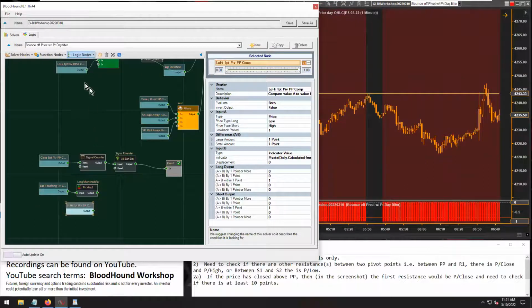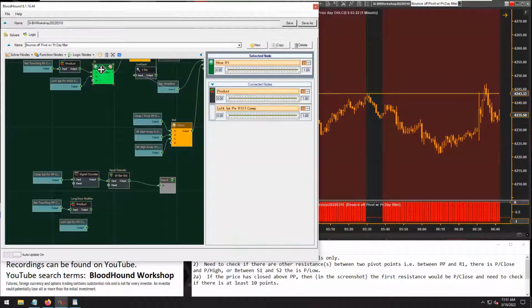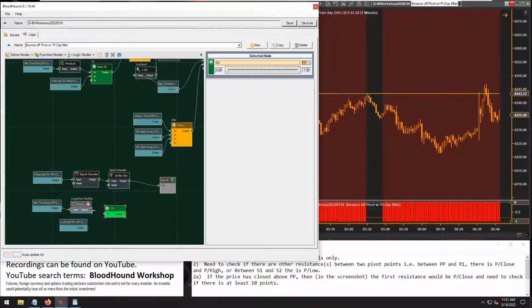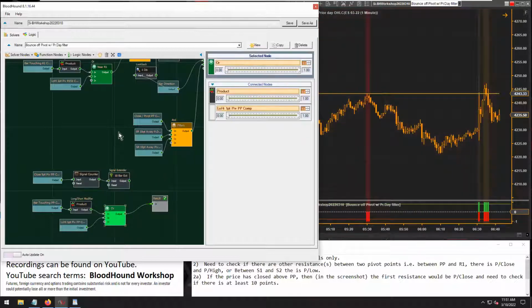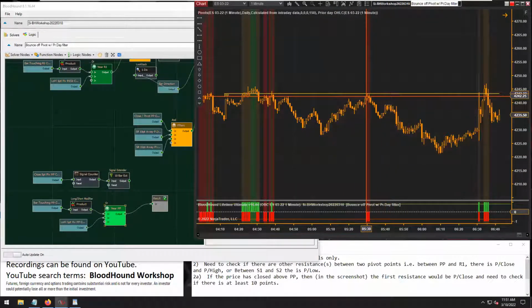And so now we need an OR node. So we have both of those connected into an OR node. So let's grab an OR node, drop that down here, like so. And so let's take a look at our touch logic here. So this is near the PP line. There we go. And yeah, there we go. So we got two bars here that basically got close enough to the PP line, and obviously we have a bunch of bars there.